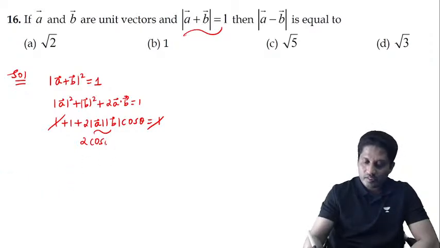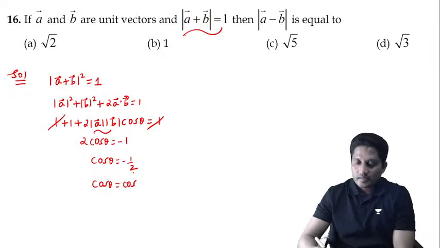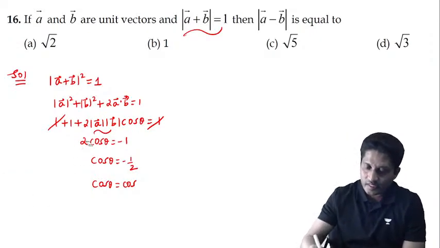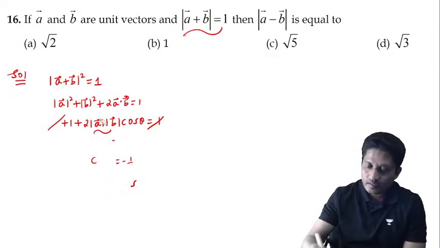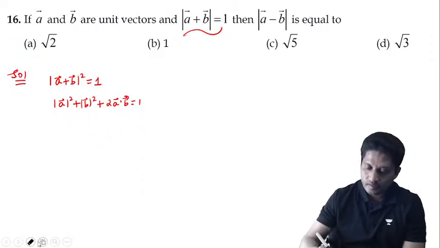Okay, 2 into cos theta is equal to minus 1. Cos theta is equal to minus half. Cos theta is equal to cos of 2 pi by 3. I'm supposed to find out A dot B, right? Then I can check here itself. No need to use this. I'm supposed to find out what is modulus of A minus B.